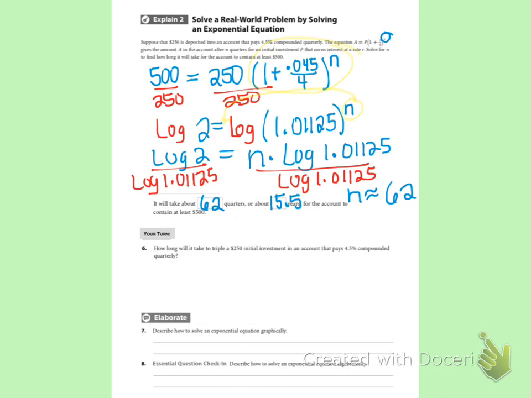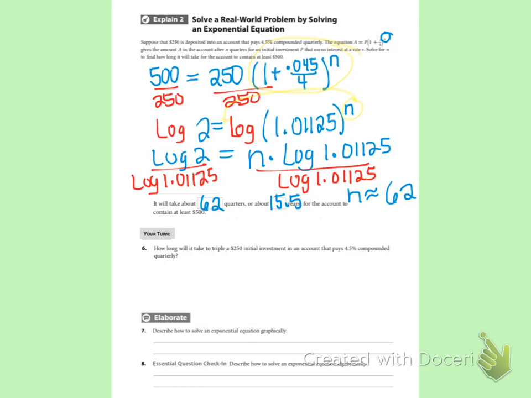So to wrap this up, I'm going to have you try your turn question. That's hard to say. Anyway, the only thing different about this one is that now we're trying to get our money to triple, but it's the same rate of return, the 4.5%. It's still compounded quarterly. So it really is just a matter of, instead of your money doubling, which was the case in this situation where it got to 500, we want the money to triple.